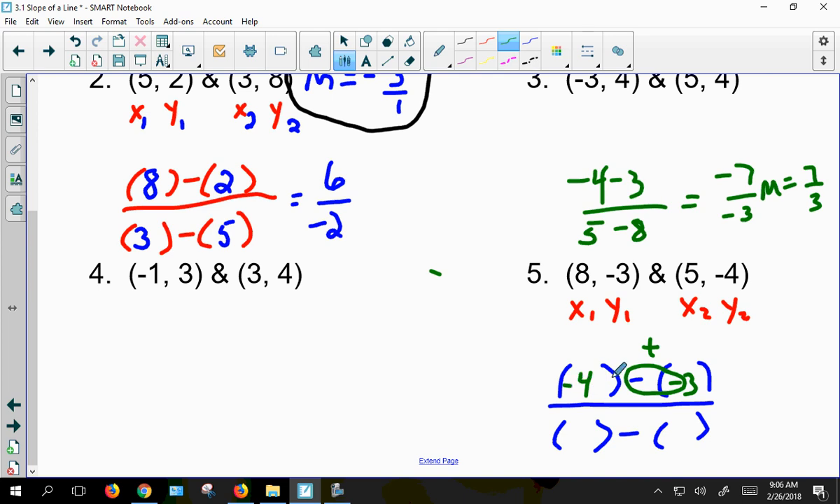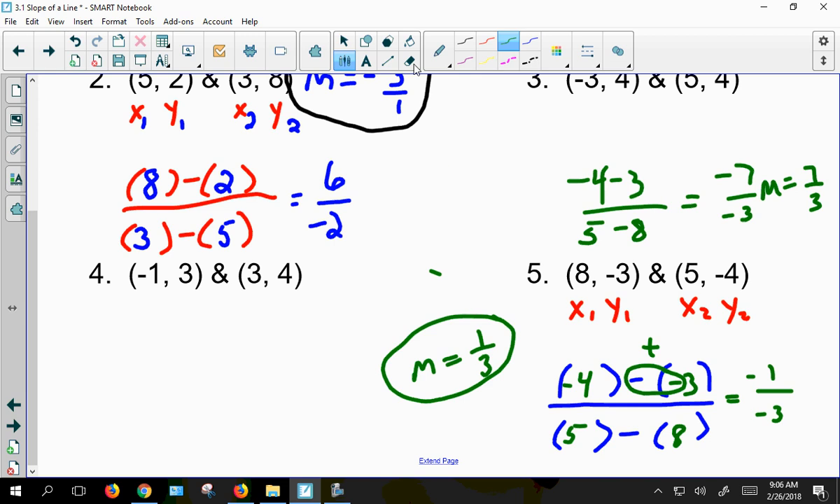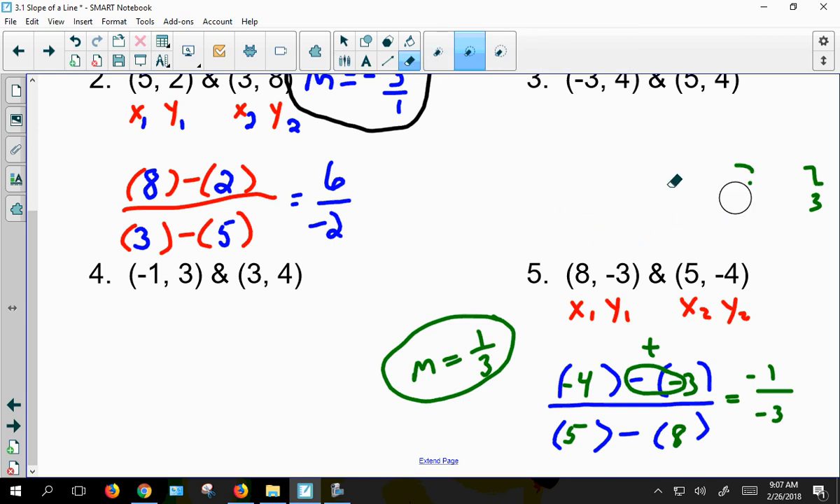So this is actually -4 plus -3, which equals -1. Then I have my 5 and my 8 here. Now this is still -3, but m equals +1 over 3. That's why you want to do the empty parentheses, okay? Now, if you don't do it, I'm not going to mark it wrong unless you get the wrong answer.